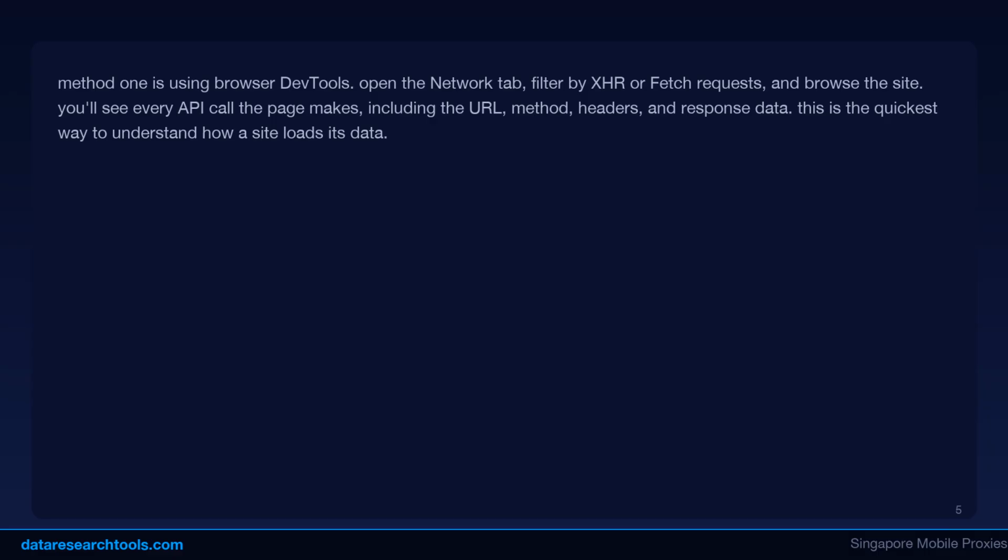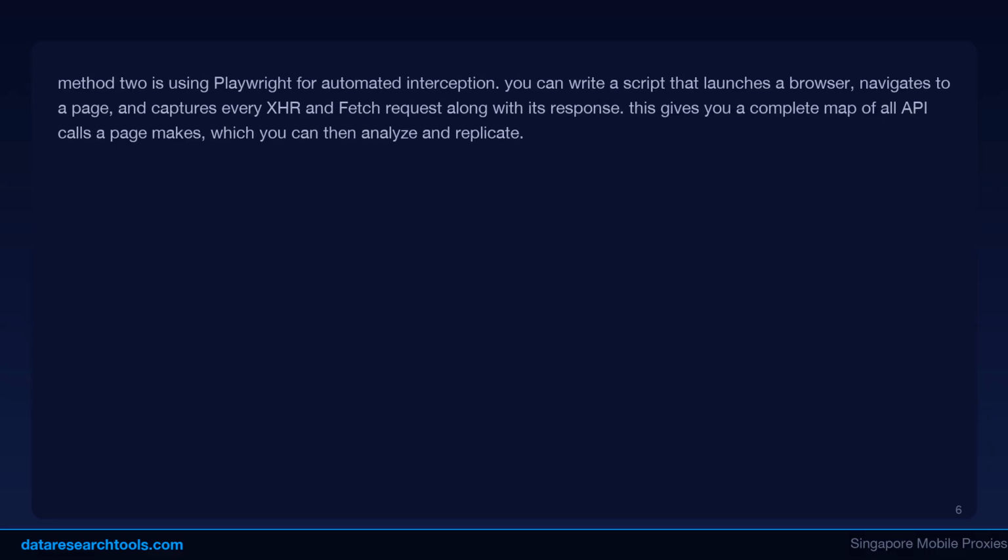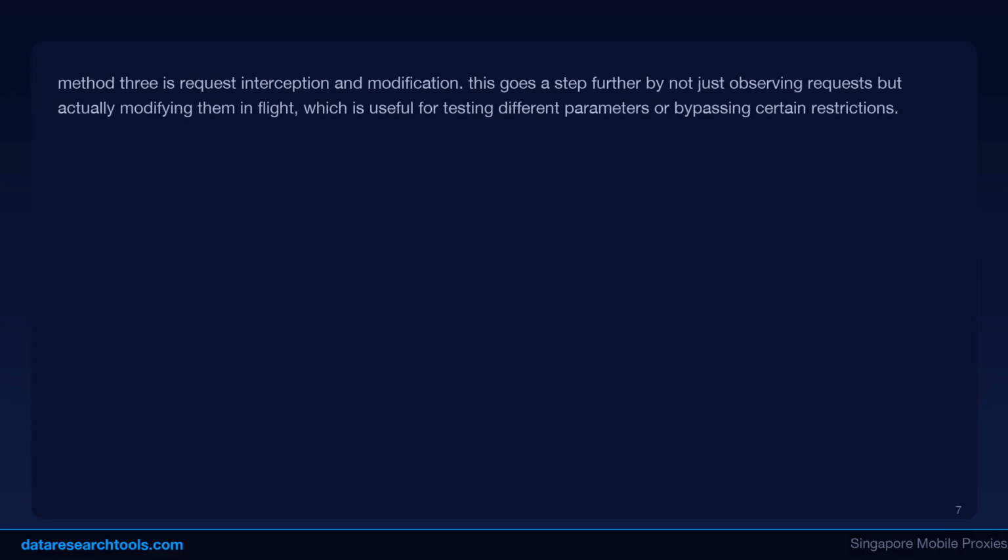Once you've identified the API endpoints, you have two options. The first is direct API calls, where you skip the browser entirely and make HTTP requests directly to the API endpoint. This is faster, uses less resources, and gives you clean, structured data. You just need to replicate the correct headers, cookies, and parameters. The second option is browser-based interception, where you use a headless browser and intercept network requests programmatically. Tools like Playwright and Puppeteer let you listen for specific network requests and capture their responses.